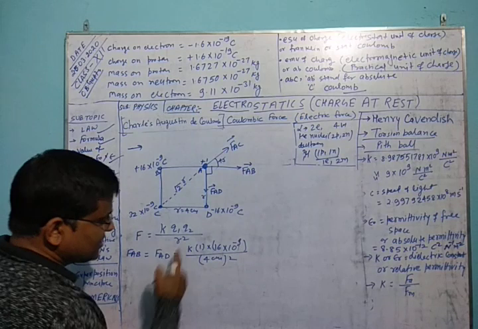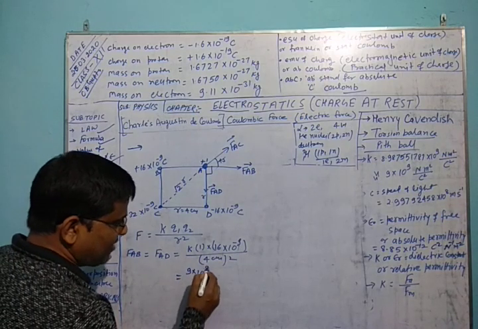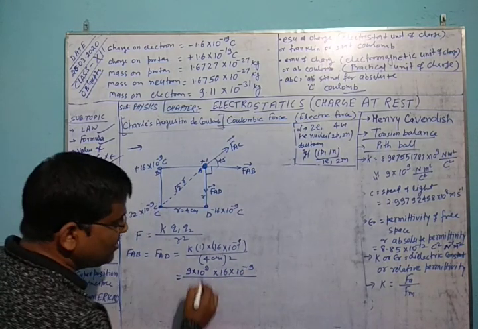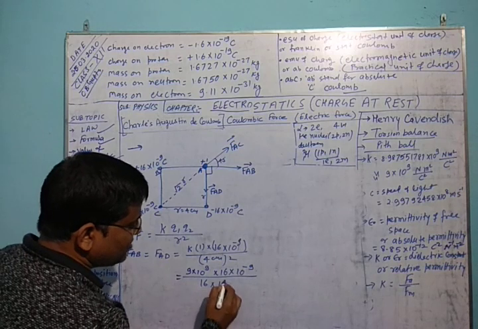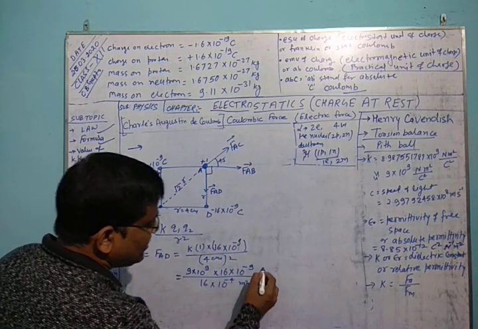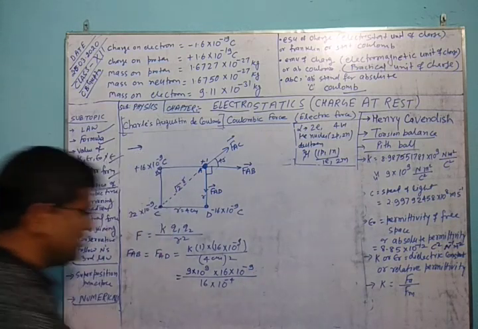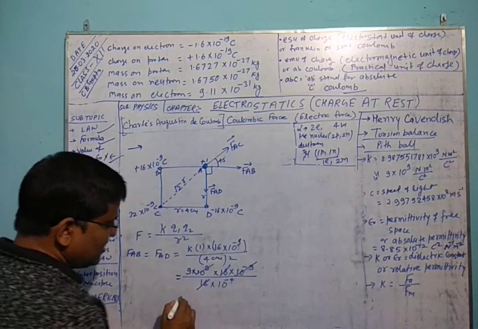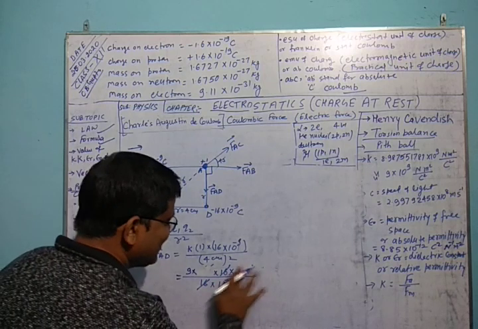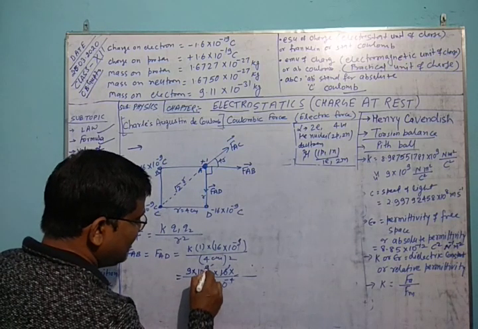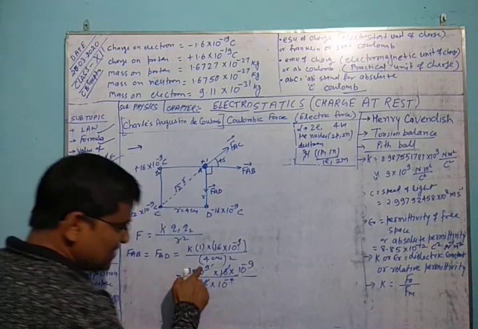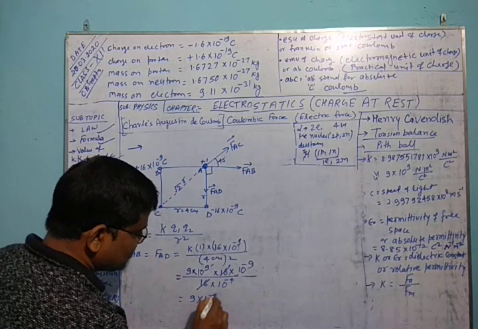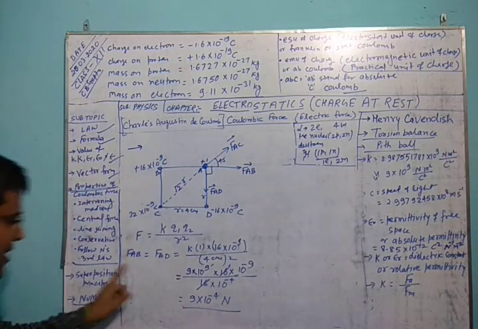Then the value becomes k, which means 9 into 10 to the power 9, times 16 into 10 to the power minus 9, upon 16 into 10 to the power minus 4 meter square. Here 16 and 16 cancel, and 10 to the power 9 and 10 to the power minus 9, plus 9 minus 9, become 0. It becomes 9 into 10 to the power minus 4 newton. This is FAB and FAD.